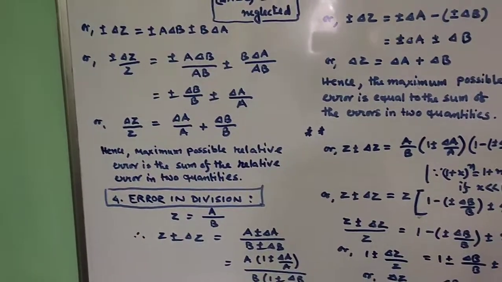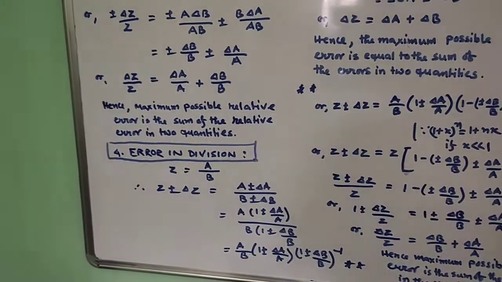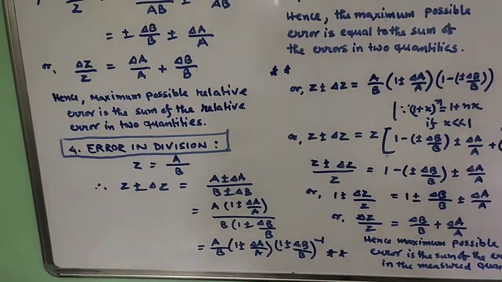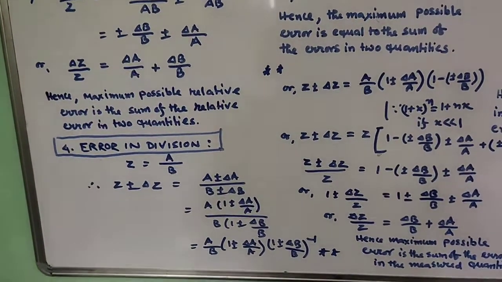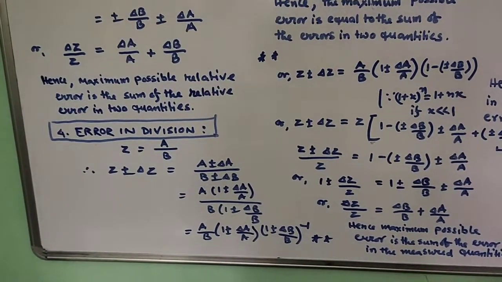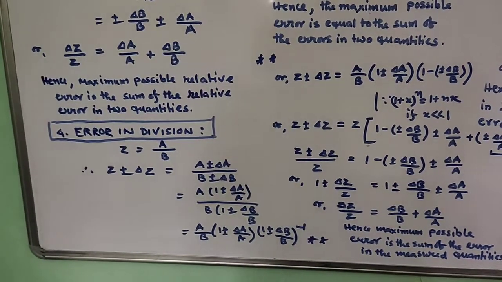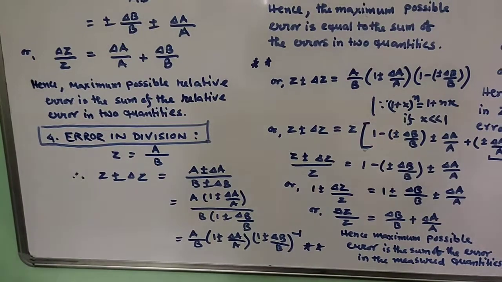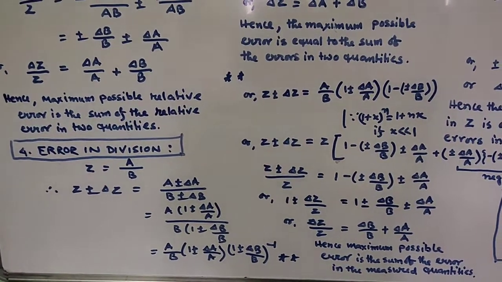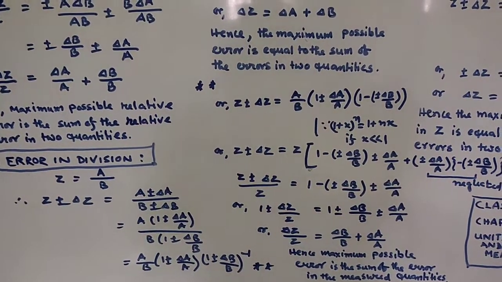Now next one is your error in division. Let me use this formula z = A/B. So if you measure A and B, so definitely you will earn some error. So z ± Δz = (A ± ΔA)/(B ± ΔB). If you take A common, 1 ± ΔA/A, and in the denominator B common, 1 ± ΔB/B. So A/B (1 ± ΔA/A)(1 ± ΔB/B) to the power minus 1. So z ± Δz = A/B (1 ± ΔA/A)(1 ∓ ΔB/B).